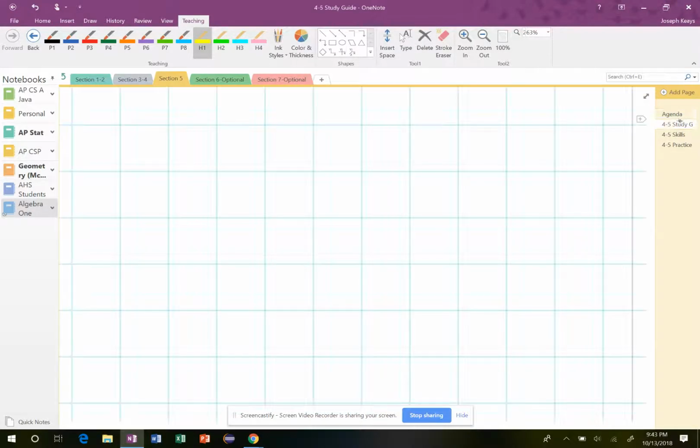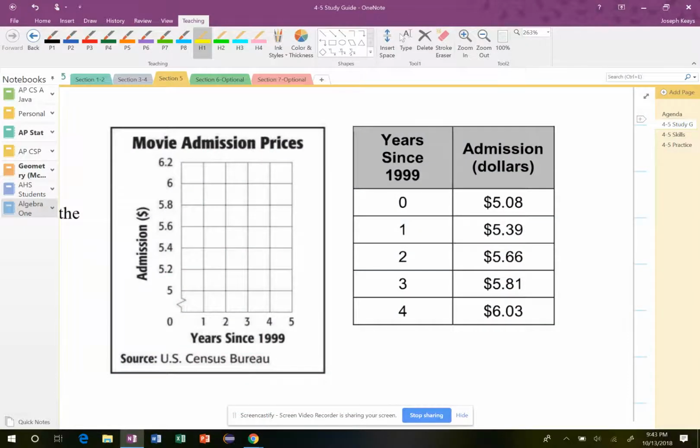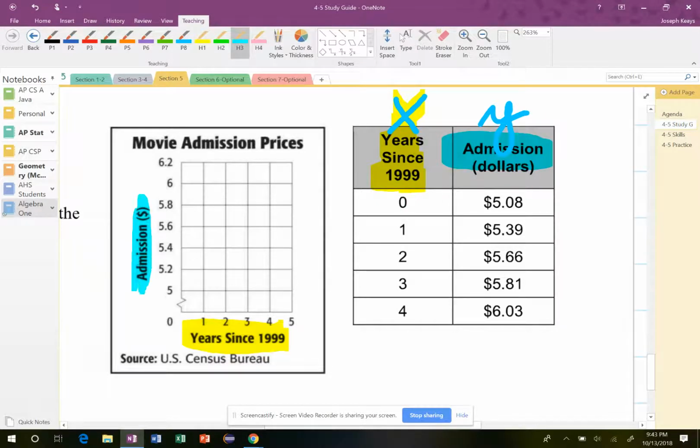Let's take a look. So here is some data, and we have an x-coordinate and a y-coordinate. And the x-coordinate deals with years since 1999. That's going to be along the x-axis. And notice we have values 0, 1, 2, 3, 4. And then we have what? Admission. And this is going to be in dollars, and that's going to be along the y-axis in here. So all you have to do is be really careful here as you plot coordinates.